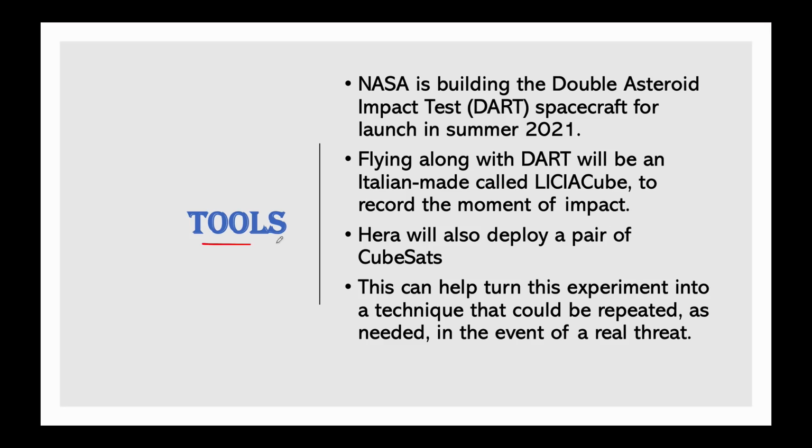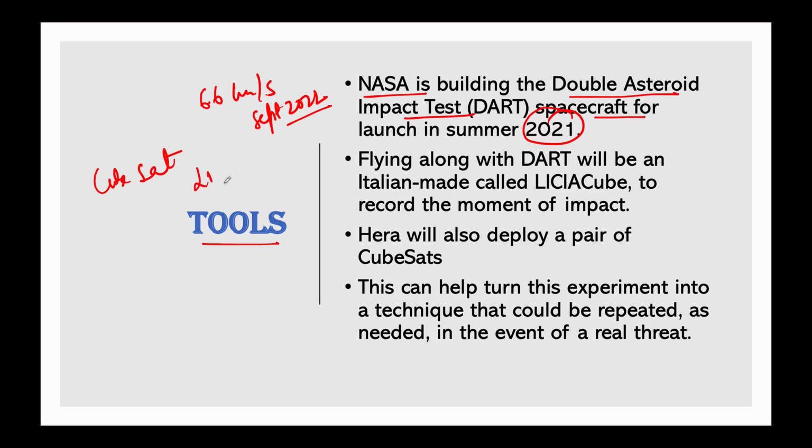Now what are the tools that they are going to use? This is a very important part, because NASA is building DART, that is the Double Asteroid Impact Test spacecraft, which will be launched in 2021. It is planned to collide with the target at 6.6 km per second in September 2022. Flying along with DART will be Italian-made miniature CubeSats. These are known as LICIACube, to record the moment of impact.